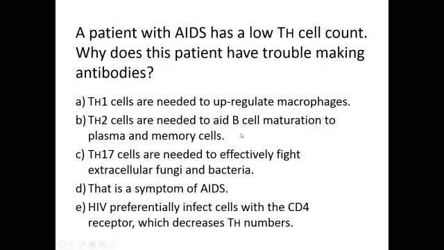Th2 cells are needed to aid B cell maturation of plasma and memory cells. So that talks about plasma and memory cells of B cells. That can be the correct answer. And I also didn't have to remember what Th2 cells did. Th17 cells are needed to effectively fight extracellular fungi and bacteria. No, that doesn't have anything to do with antibodies.